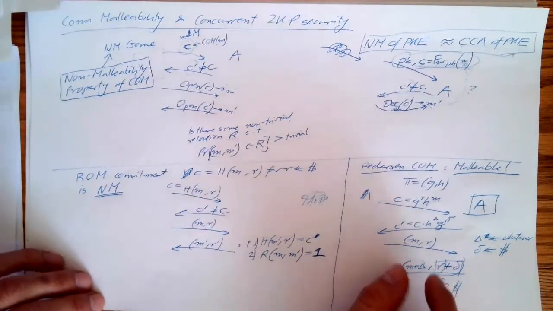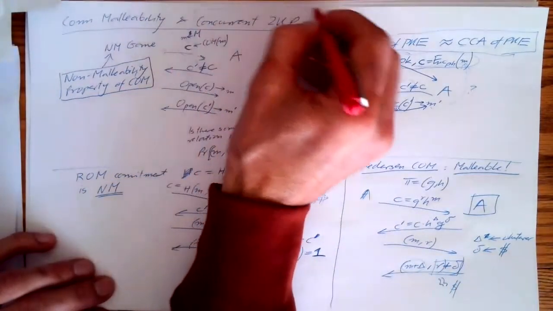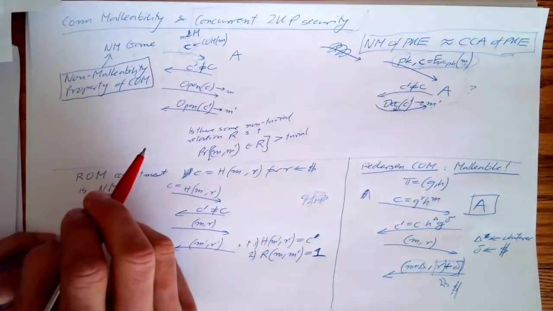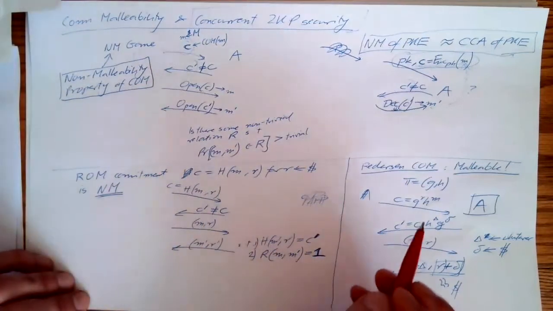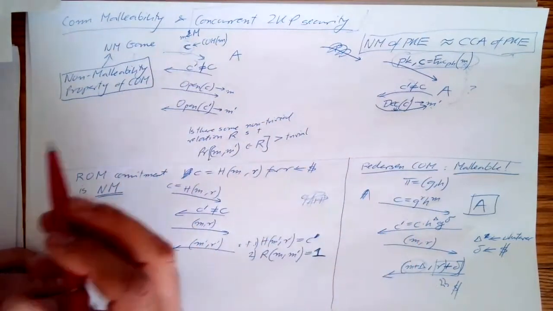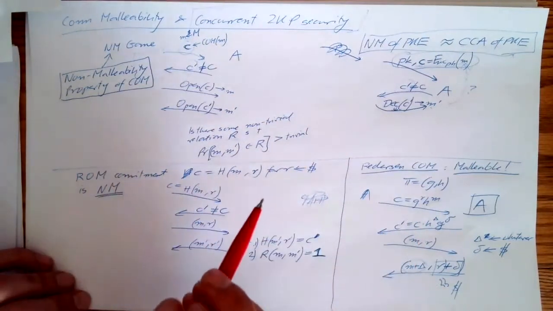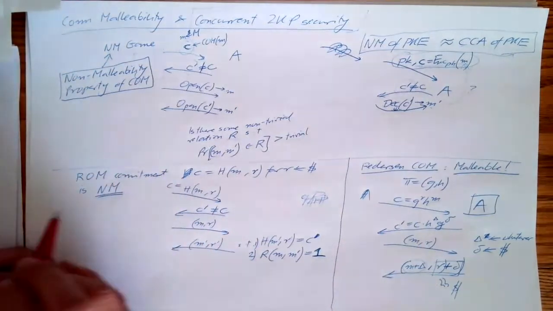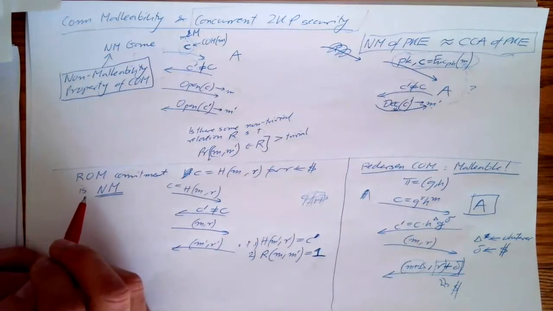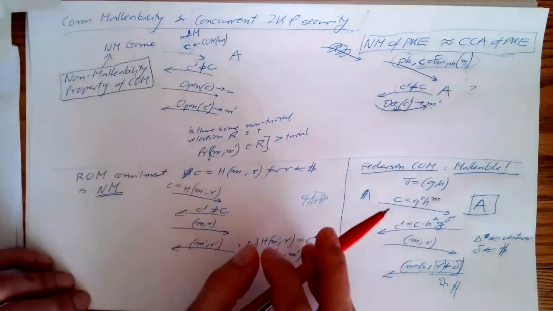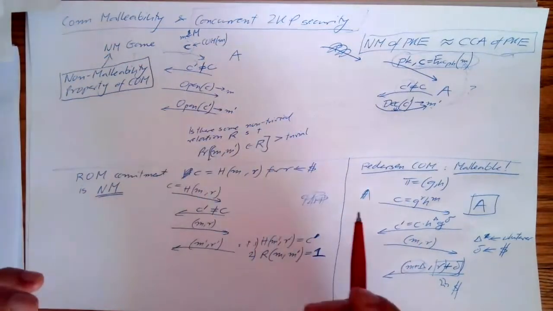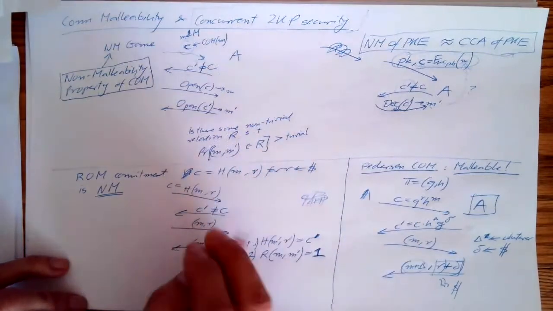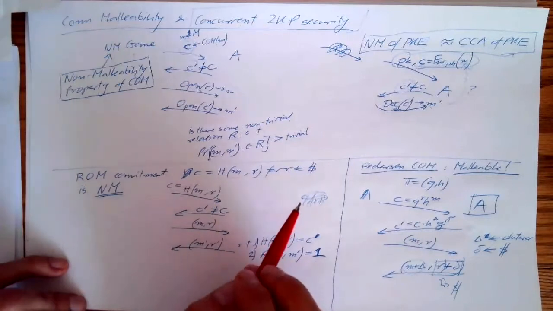That's one thing. Another is that, okay, very quickly, what does it have to do with concurrent zero knowledge security? Well, basically, we have seen, except for the random oracle constructions, that commitment is an essential tool in creating zero knowledge. And you can also think of the random oracle as a form of commitment.